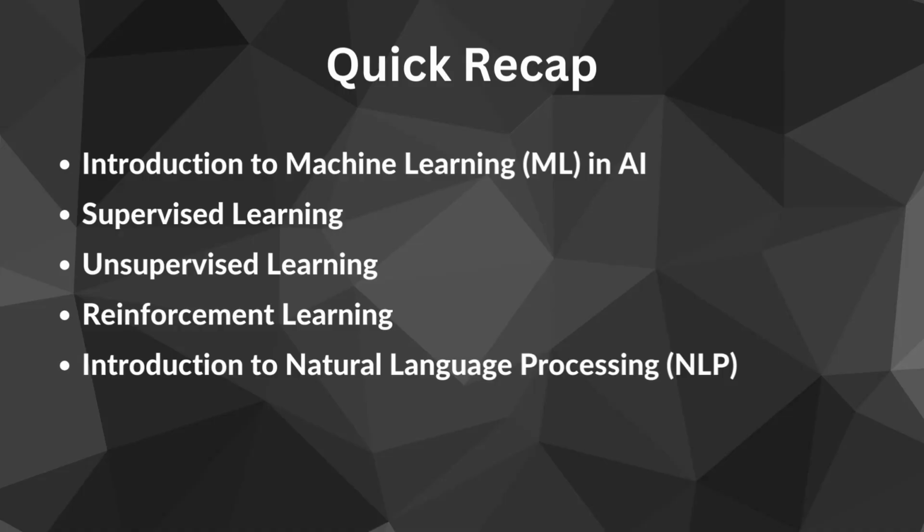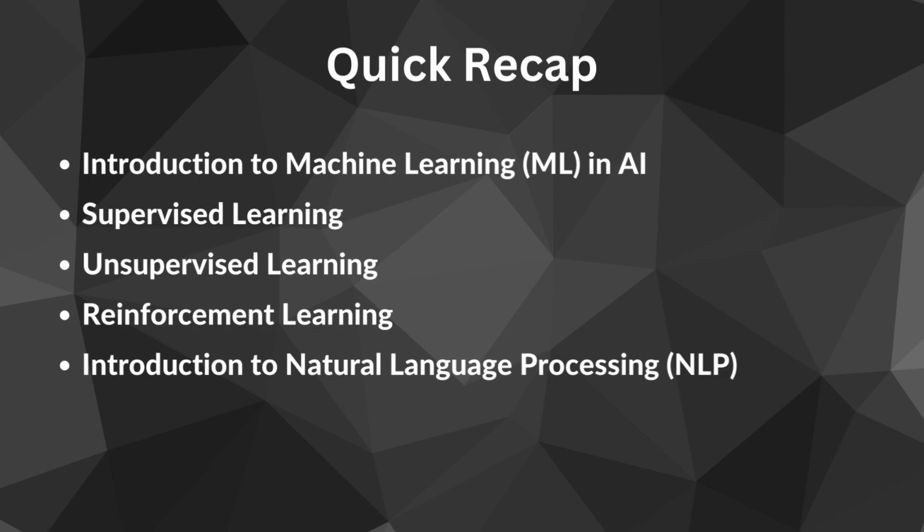Types of machine learning. There are three types of machine learning: supervised learning, where models are trained on labeled data; unsupervised learning, which deals with unlabeled data and aims to find patterns or groupings; and reinforcement learning, where agents learn by interacting with an environment and receiving rewards or penalties.